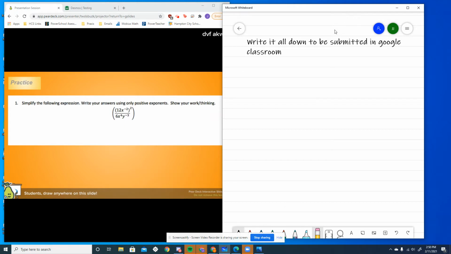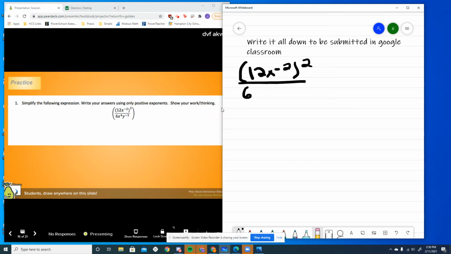So we look at it. They gave me question number 1. It's 12x to the negative 2, all to the power of 2, all over 6x to the power of 4 y to the negative 3. I kind of want to start using, like, please excuse my dear Aunt Sally. If we were going to solve this, we want to solve the top half of the fraction first.